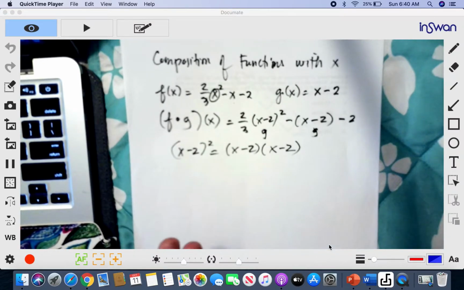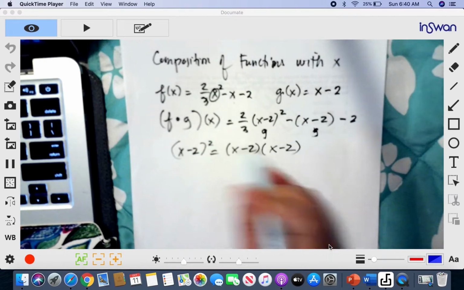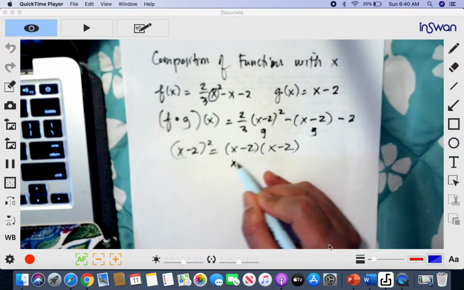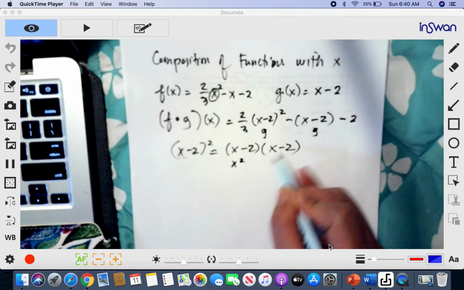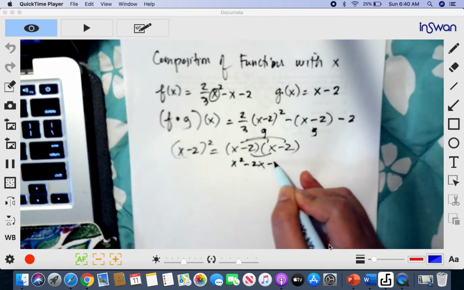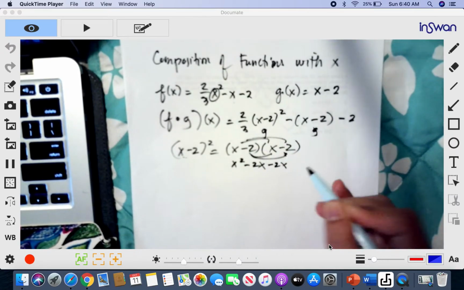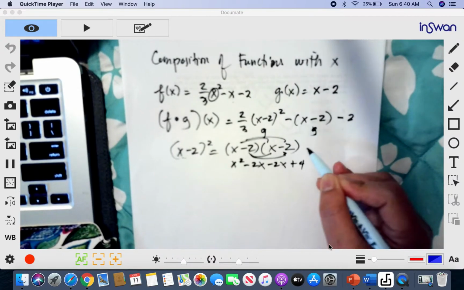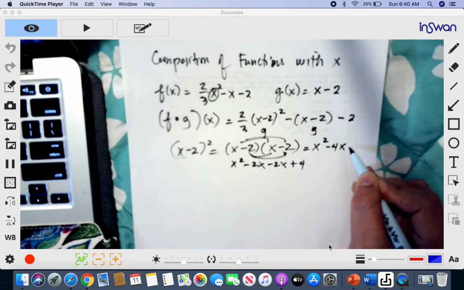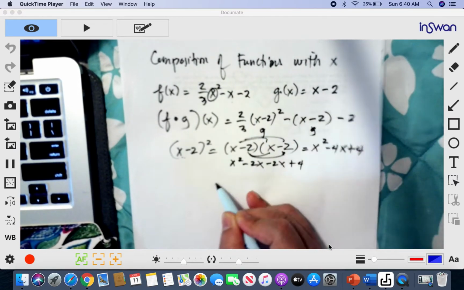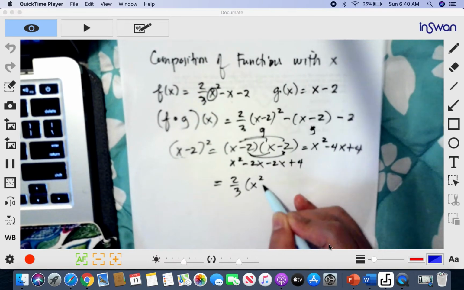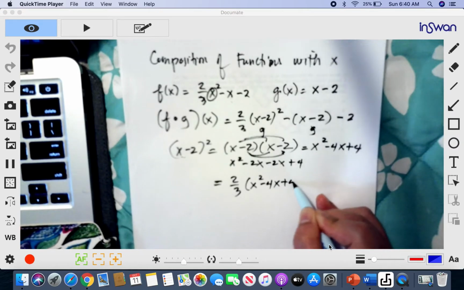It means you have to use the FOIL method in order to multiply the expression by itself. So x times x is x squared. x times negative 2 is negative 2x. Then negative 2 times x is negative 2x. Negative 2 times negative 2 is positive 4. So this is now equivalent to x squared minus 4x plus 4. So we will now change this to x squared minus 4x plus 4.